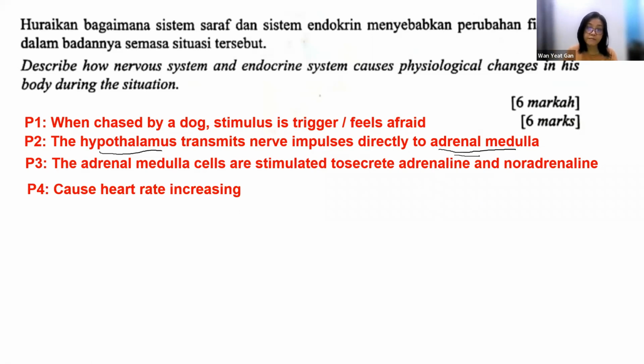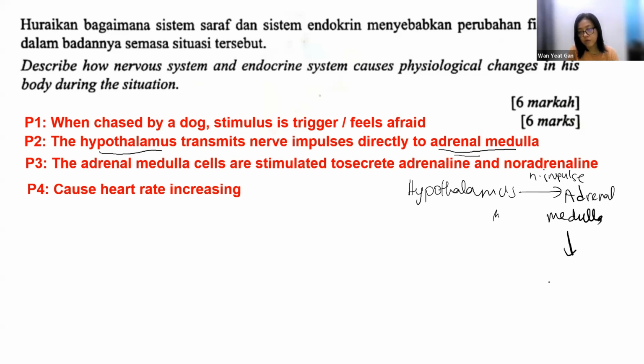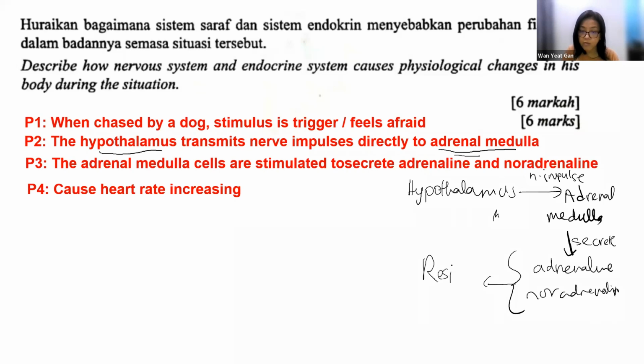So this will cause your heart rate to increase. Which means that the pathway is hypothalamus, nerve impulse to adrenal medulla, and then straight away secrete. This one you will use the word secrete. Adrenaline and noradrenaline. Okay, so these are 2 hormones, and these hormones trigger various types of responses.